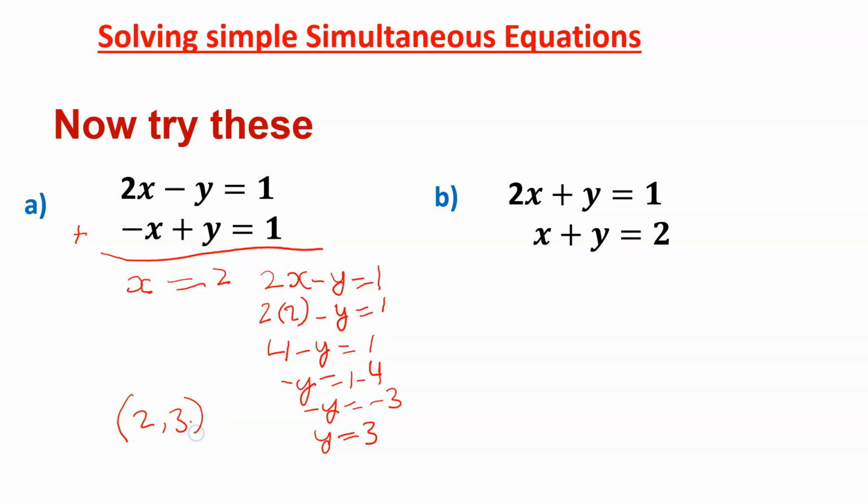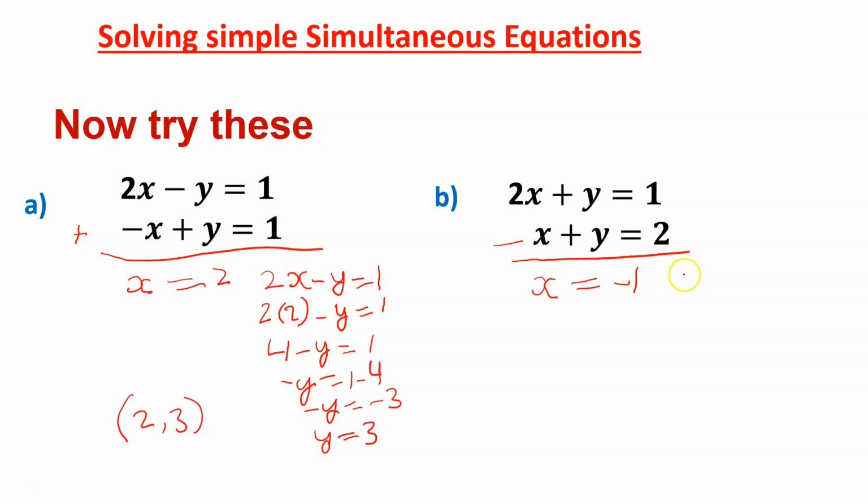I hope that you got those points when you solve it. Let's do the same here, okay? Let me underline. Y's here again. Y's, they got the same sign, okay? Let us take away the 2 equations from each other. 2x take away x, that's 1x. Y take away y, that's nothing. 1 take away 2 is minus 1.